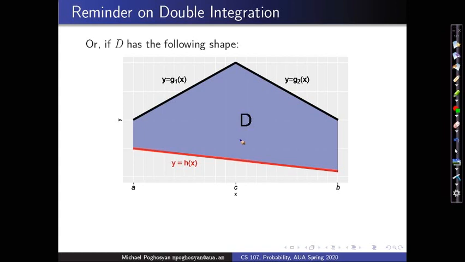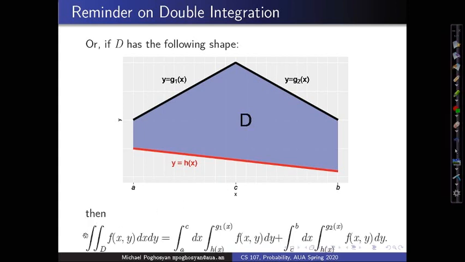If we do that, I will obtain the following. The integral over D of f is, first, the integral over the left part, where x is moving from a to c, dx. For each fixed x, if I fix x here, my point is moving from h of x to g1 of x. So y is moving from h of x to g1 of x of f(x, y), the same function, integrated with respect to y.